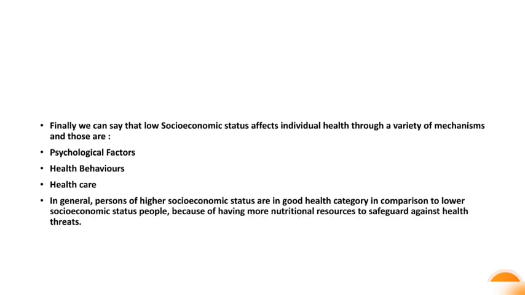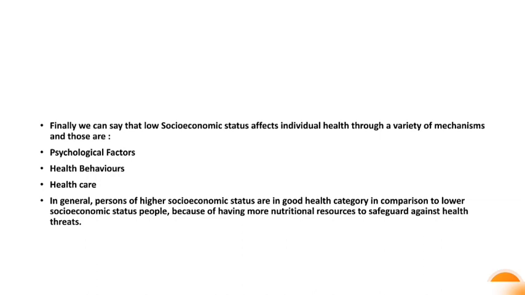So finally, we can say that low socio-economic status affects individual health through a variety of mechanisms, and those are psychological factors. Psychological factors are basically related to mental level factors of a person, how he perceives a particular product or particular conception, etc. Then the second one is health behaviors. Health behaviors means whether a person is related to good health factors or bad health, etc. Then healthcare facilities. What kind of facilities are there for the betterment of the health sector? In general, persons of higher socio-economic status are in the good health category in comparison to lower socio-economic status people because of having more nutritional resources to safeguard against health threats.